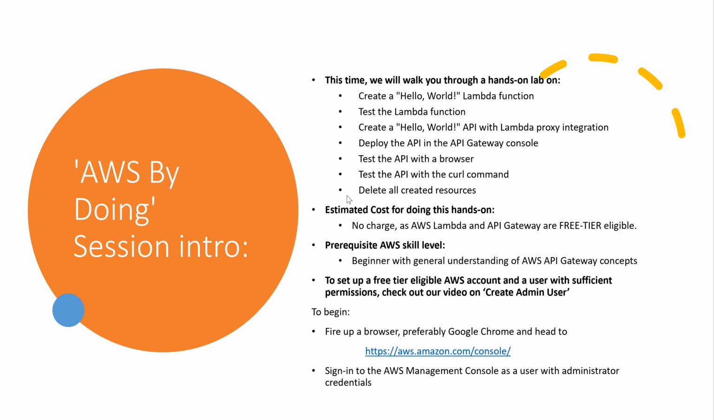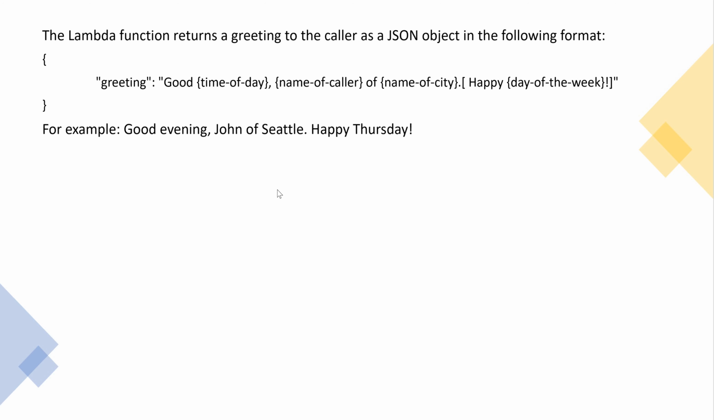In this hands-on, you will create a Hello World Lambda function to be the backend for the API, and this function returns a greeting to the caller as a JSON object. This is the format of the JSON object returned by the function: greeting, good plus the period of the day, like morning, evening, afternoon, name of caller, of name of city, and happy day of the week. For example, you might get a message back like, good evening, John of Seattle, happy Thursday. Then we will create and test a Hello World API with Lambda proxy integration to this Lambda function.